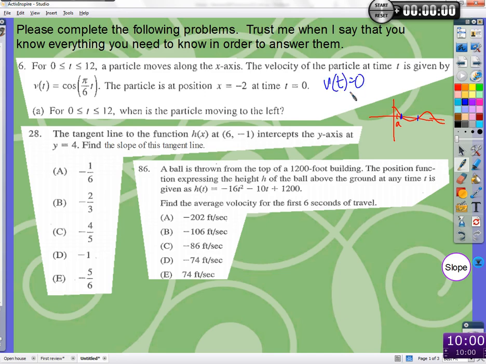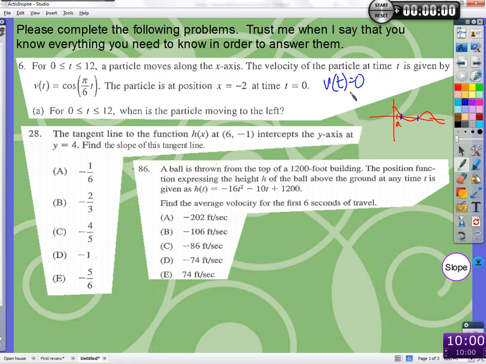When the velocity is zero, what's the particle doing? Probably changing directions, right? What's the only thing we can say for sure about the particle when the velocity is zero? It's not moving, okay? Since the velocity function is cosine, we know it's going to be turning back and forth, back and forth. But you could stop and then keep moving in the same direction, right? So when the velocity function is zero, what do we know? It's not moving.